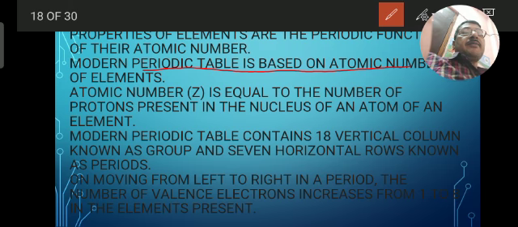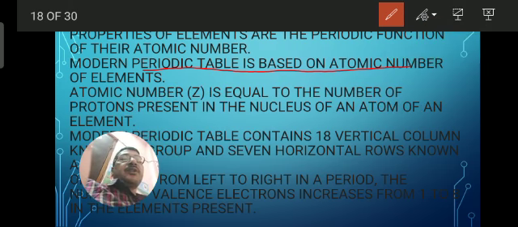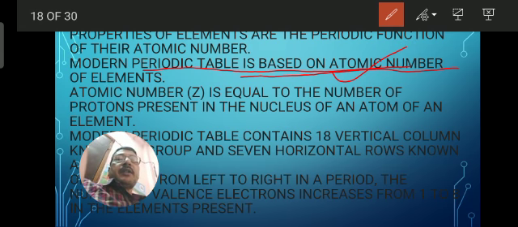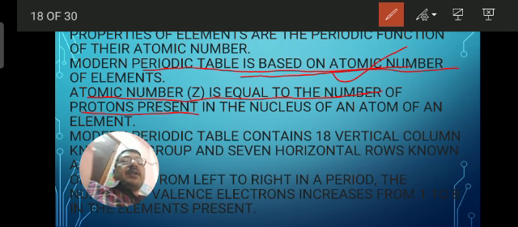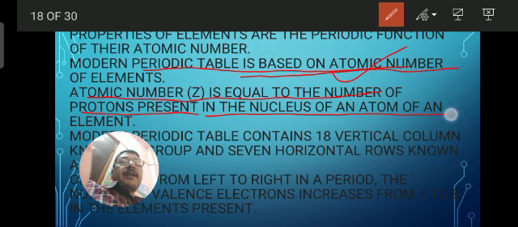Okay. Now the modern periodic table is based on the atomic number of the elements. This is the main thing. What is the principle? The principle is that all the elements are classified in the increasing order of their atomic number. Atomic number is the most fundamental property. Atomic number is equal to the number of protons. I told you in the previous classes many times that atomic number is equal to the number of protons present in the nucleus of an atom of an element.